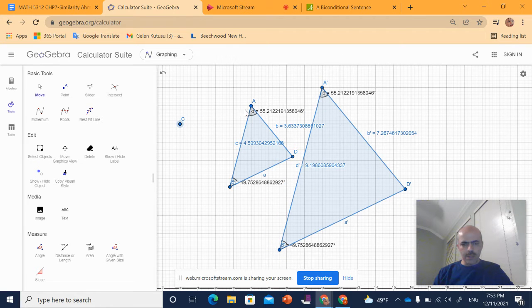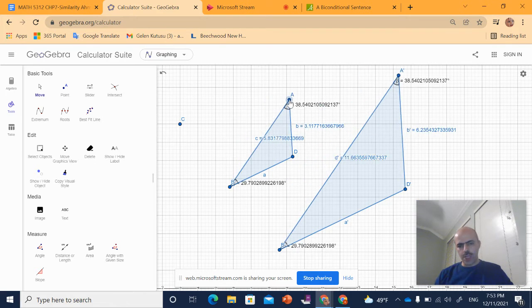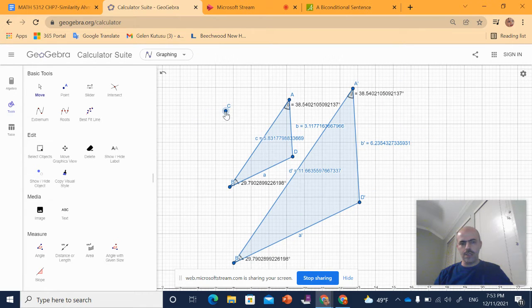Even if I touch angle A and change it to 60 degrees, you see here also it is 60 degrees. When I change angle B, it also changes to 53, and this is also 53 degrees. Corresponding angles are always the same after our dilation, no matter if we are changing our shape or changing the place of our center point. It doesn't make any difference.